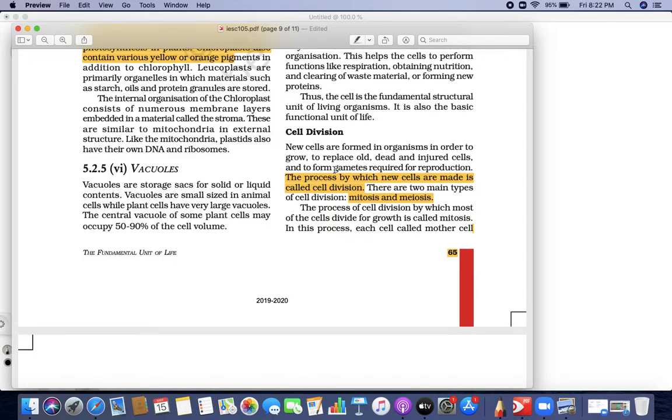Again, new cells are formed to grow, to replace old, dead and injured cells. The process of cell division by which most of the cells divide for growth is done through the process of mitosis.